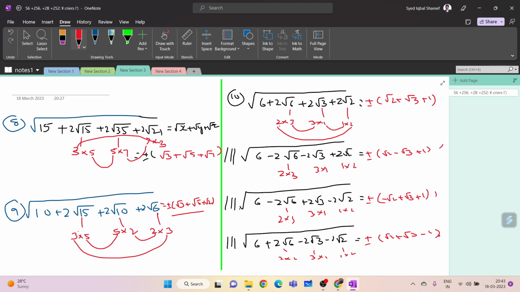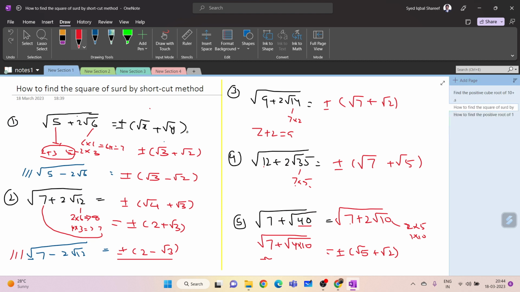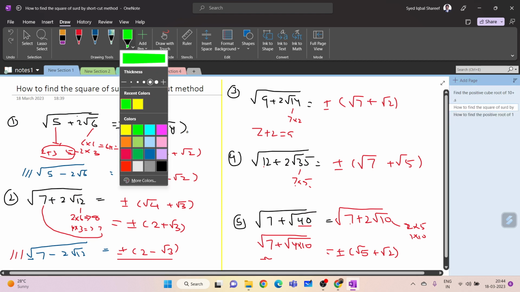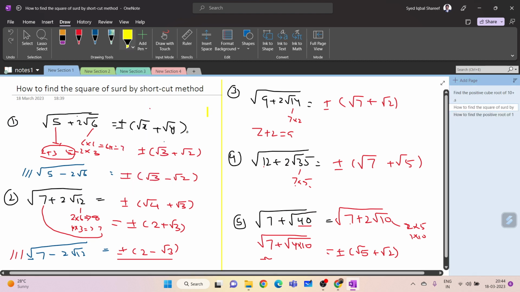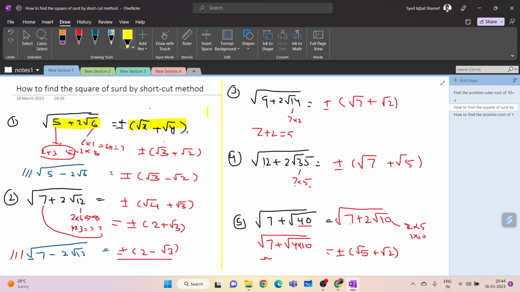So one more time, let me repeat what we have done, just summing it up. See here, 5 plus 2 root 6. We suppose root x plus root y. You see, if you find the factors of 6, 6 into 1, 6 plus 1 is 7. And another factor is 2 into 3, 2 plus 3 is 5. So here 5 is there, so we want 5. So plus or minus root x plus root y. So x is the biggest number first. What is the biggest number? 3. Root 3 plus root 2.